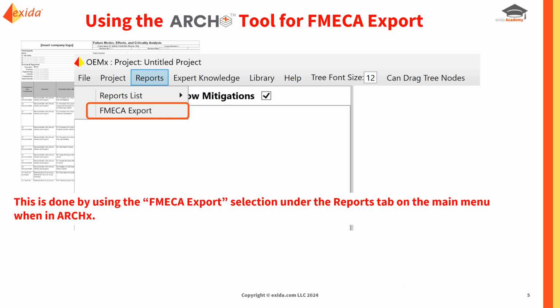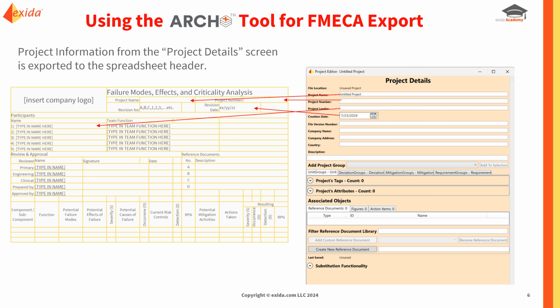How do we do it? In the ARCHx or the OEMX main menu, you hit the Report button, and FMEA Export is the second item on the list. You hit that button, and the ARCHx program begins to export your spreadsheet. It asks you for a name. It will save it and then bring it up in your spreadsheet tool.